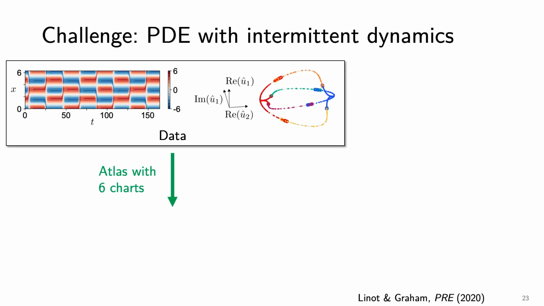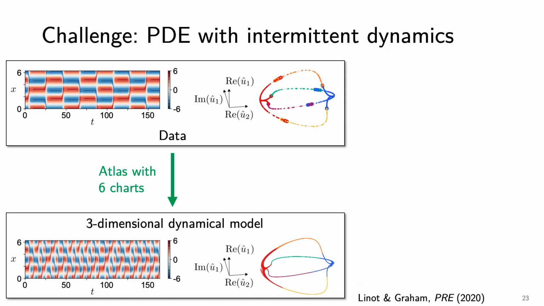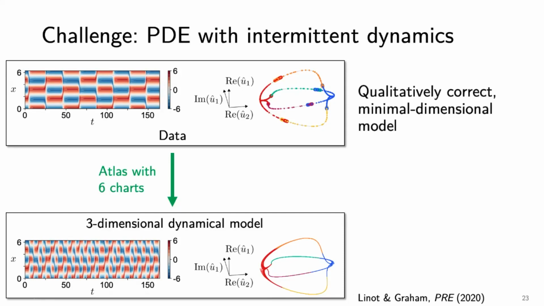And when we do that, here is the model that we end up learning. For the space-time plot that I'm showing on the bottom left, we've taken an initial condition, and then evolved it forward in time using our dynamical model. And I've also shown the state space projection of that resulting data. And so you can see that what we get is a qualitatively correct minimal dimensional model. We have these quiescent cells with fast bursts between them.